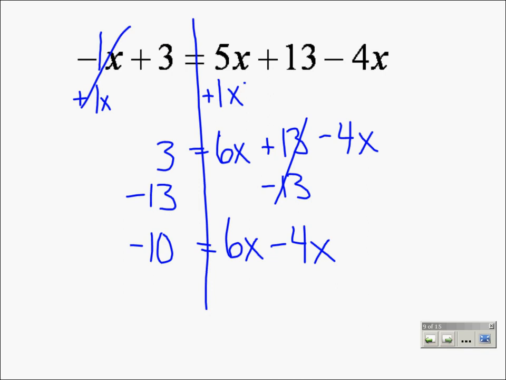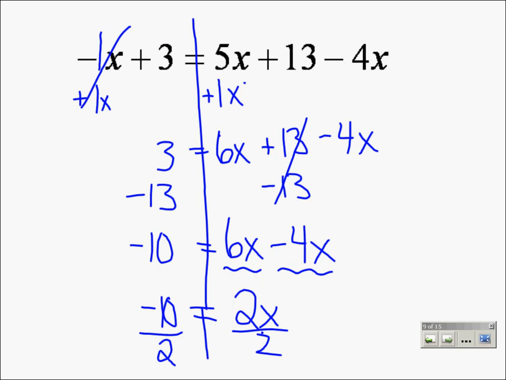Alright, I'm getting closer. If I look here, I can combine my like terms. I have 6x minus 4x, which gives me 2x left, equals negative 10. Now the ultimate goal is to get that variable by itself, so we're trying to get that x by itself. I notice that there's no sign between the 2 and the x, so that must mean they're multiplying. So I'm going to divide by 2.